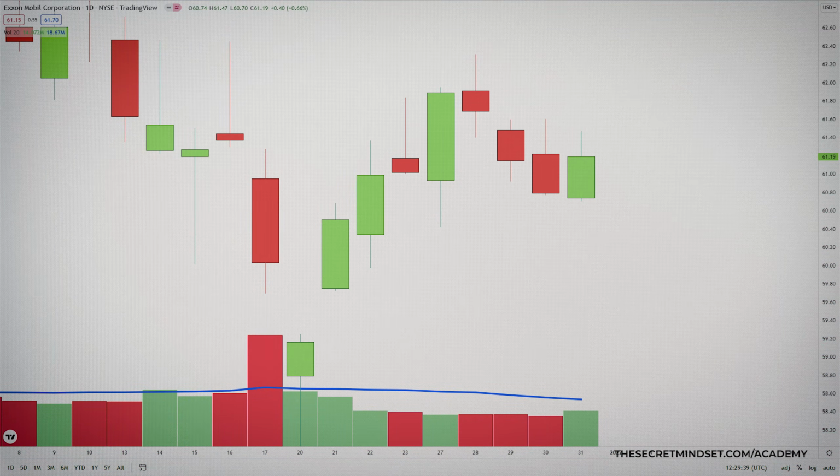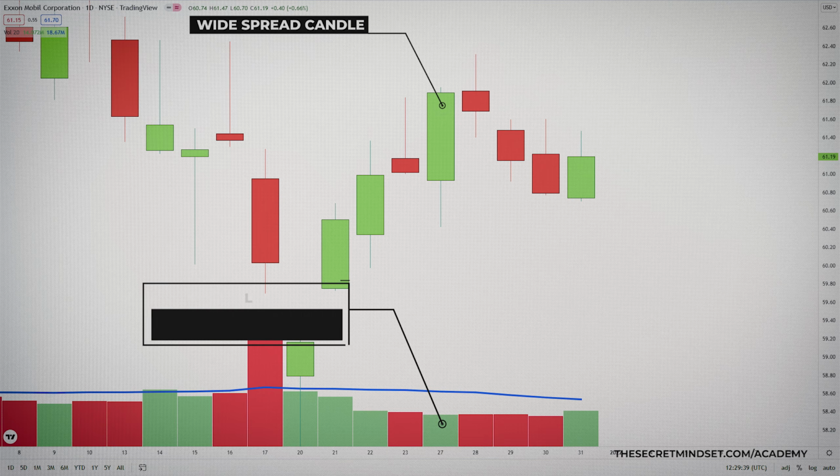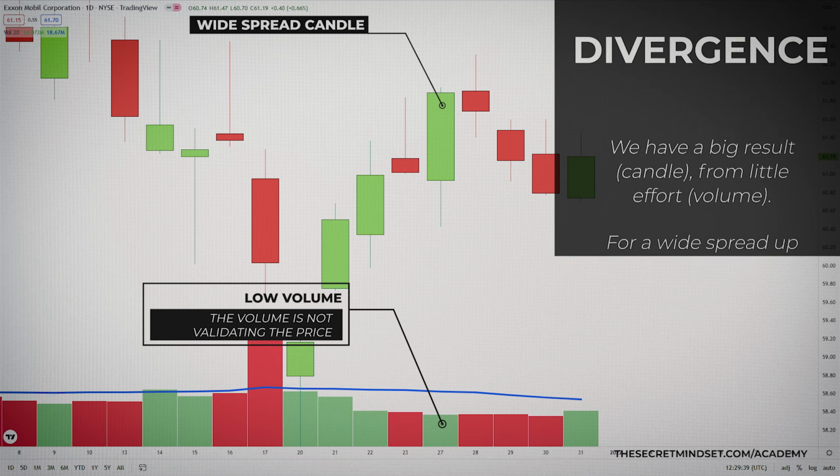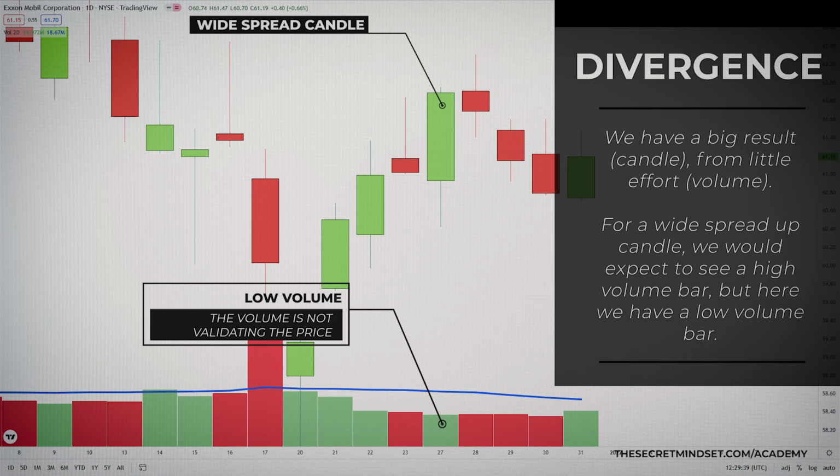Here we have our first divergence. It's clear we have a widespread up candle, and if we follow Wyckoff's third rule, this result should be matched by an equal amount of effort. What we have instead is a big result from little effort. That's a divergence. For a widespread up candle, we would expect to see a high volume bar, but here we have a low volume bar.